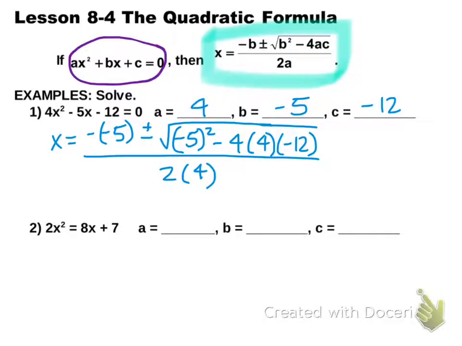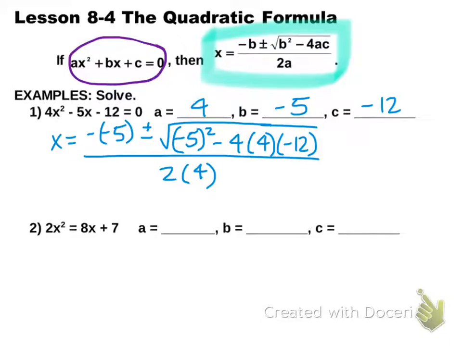Now, what is this part right here underneath the square root? That's called the discriminant. We're going to talk about that a little bit later on, but that discriminant has to be positive because you can't find the square root of a negative number. So that's just a little heads up on that one.